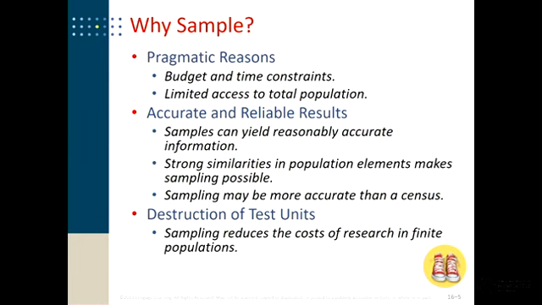The last point is destruction of test units. You know, particularly with regard to quality control tests, there are some quality control experiments or tests. In this type of experiment or test, if we go for the population, I mean if we go for a census, what happens?